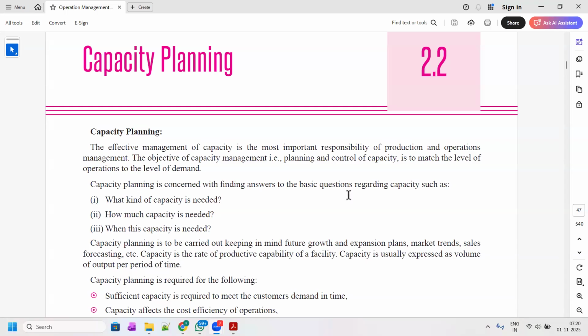From today, we'll start this new topic called capacity planning. Capacity planning basically means how management can manage capacity effectively, which is a key responsibility in production and operation management. The main goal of capacity management is to ensure that the production matches with the customer demand. Because in demand forecasting, we studied the importance of calculating demand forecasts.